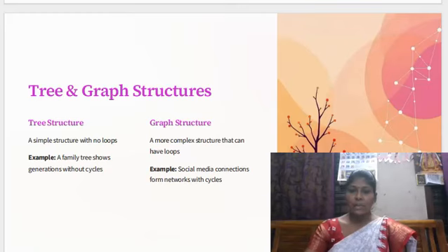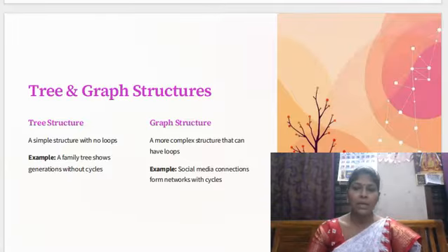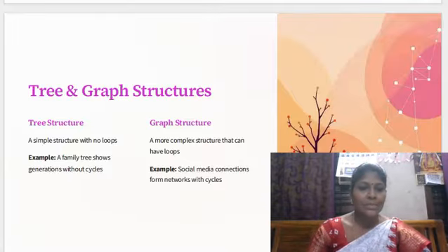So, tree and graph structures. Now let's see what is meant by tree and what is meant by graph structure. A tree is a simple structure with no loops, but a graph is more complex and can have loops.